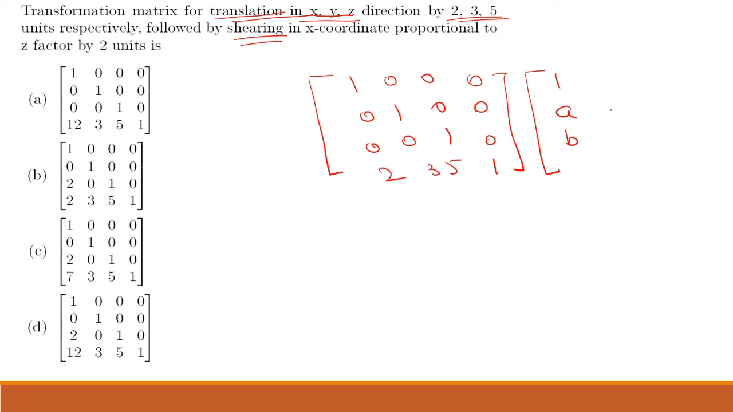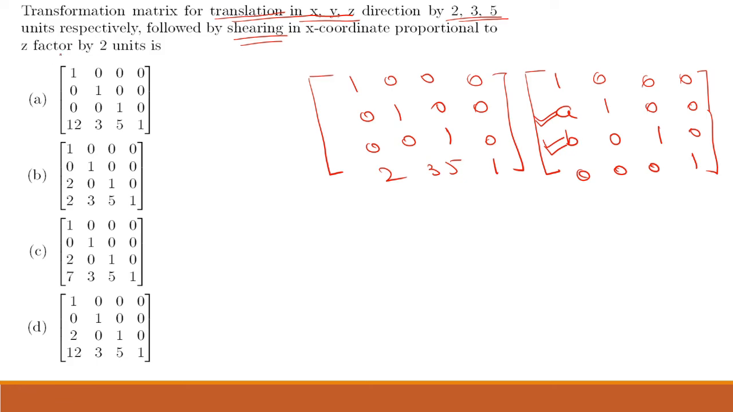Here we need shearing only in the X coordinate. So the remaining entries will be 0, 1, 0, 0, 0, 1, then 0, 0, 1, 0, 0, 1. This is a standard formula. Now here, what are the values of A and B? A means the Y direction, and B means the Z direction. Here there is nothing in the Y direction.